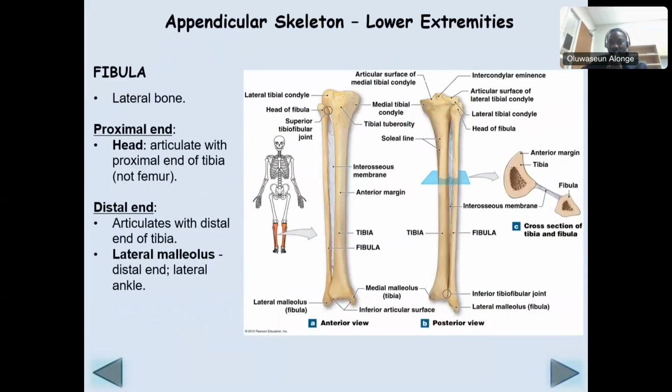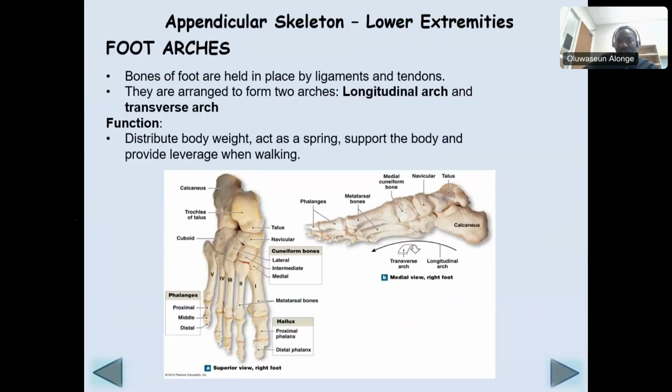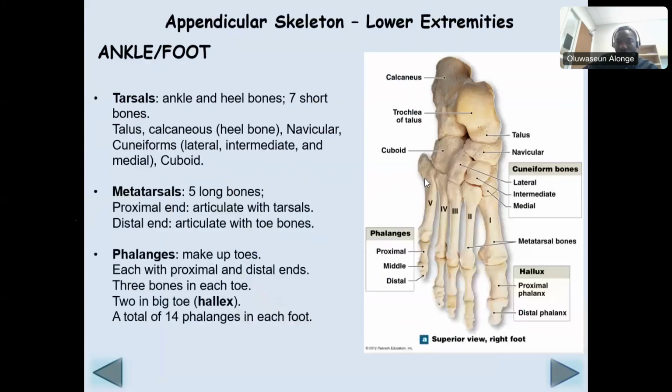All right, so looking at the foot, I told you there are 7 tarsal bones here, and the tarsal bones are easier to name than what you see in the carpal bones. The reason is this: out of the 7, 3 of them have the same name. Now, look at this. I'll go back to this image.